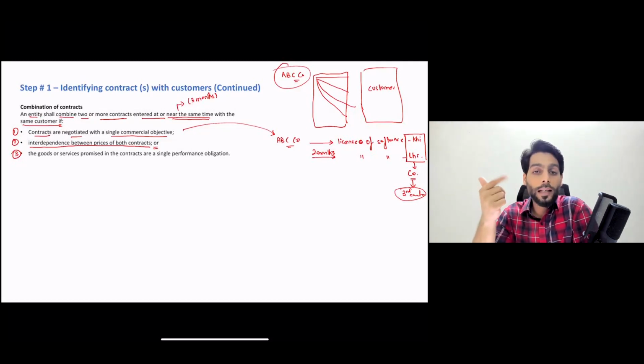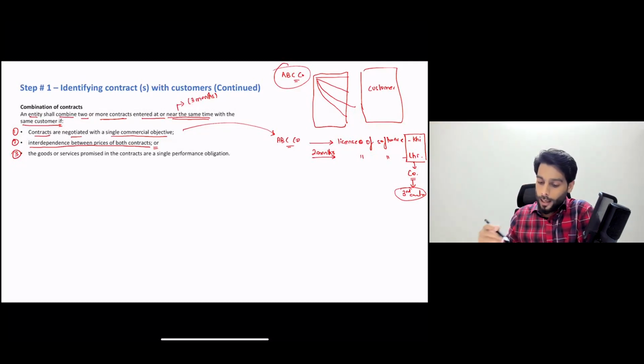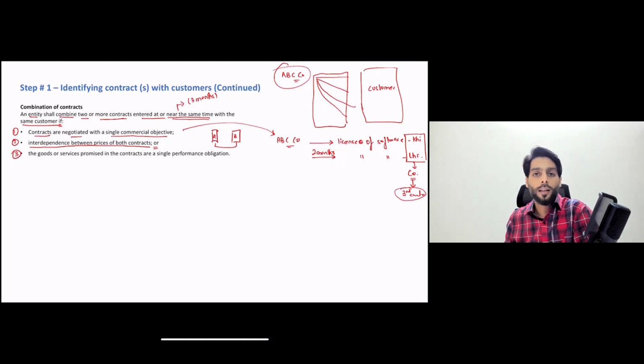Now, how can there be interdependence between prices? It can be a scenario in which contract B's payment terms are linked to the satisfaction of contract A. So if the other contract, which is subsequently signed, maybe 15 days after, 2 months after, or 3 months after, is actually linked with the completion of the first contract, its payment terms being linked with the first contract, then in substance these both contracts should be combined together and treated under combination of contracts.